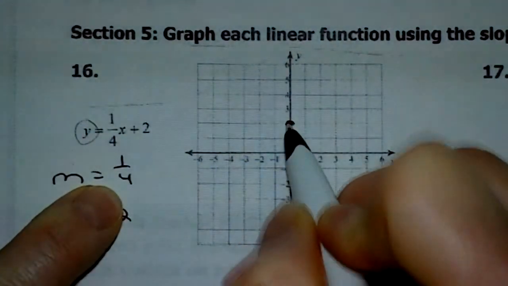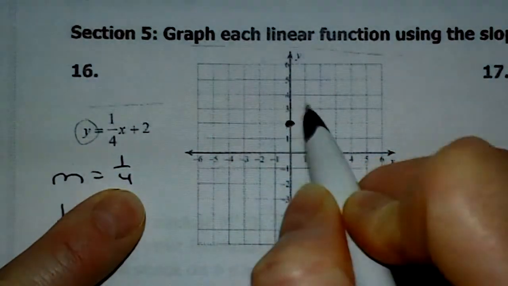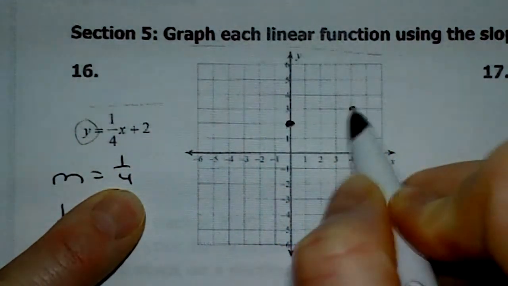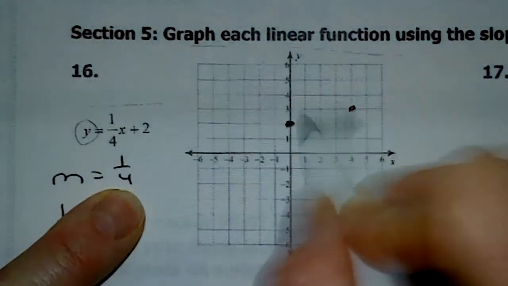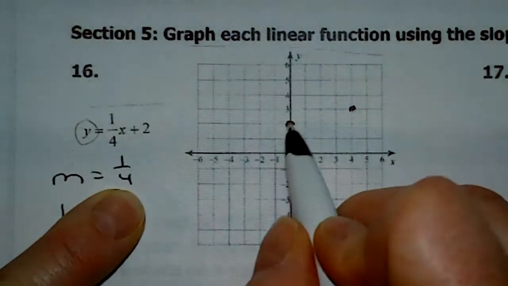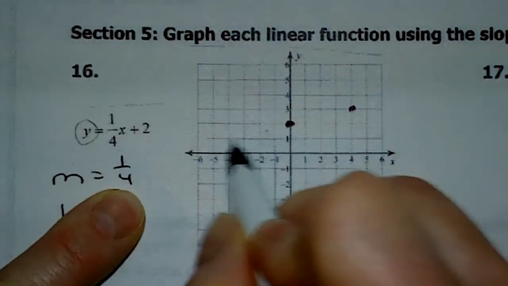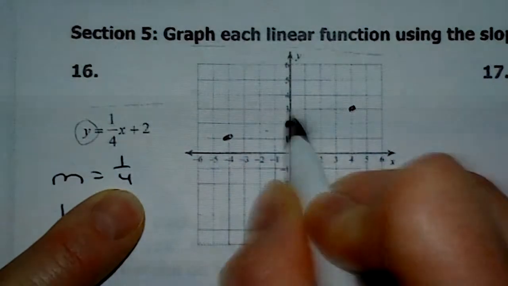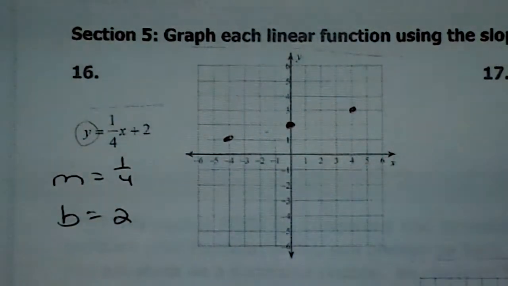I know my slope is 1/4. That means from here I need to go vertical change up 1, horizontal change right 4. 1, 2, 3, 4. So rise over run. Vertical movement, then horizontal movement. Up 1, right 4 also means down 1, left 4, because a positive 1 over 4 is the same thing as a -1 over -4.